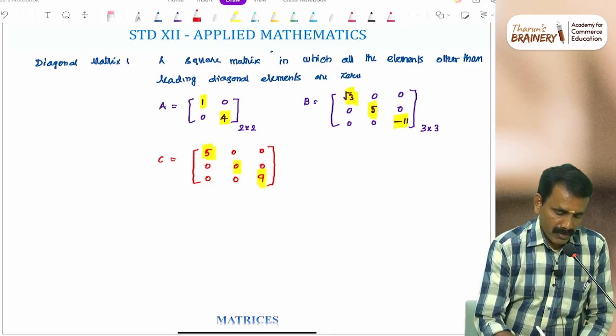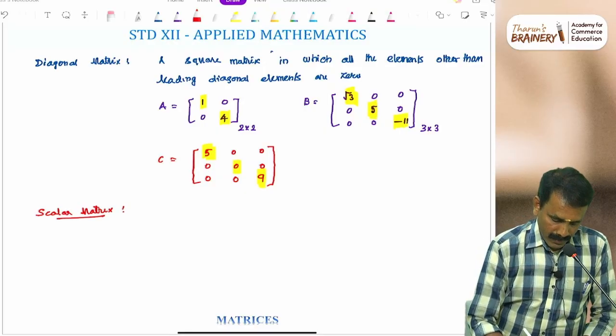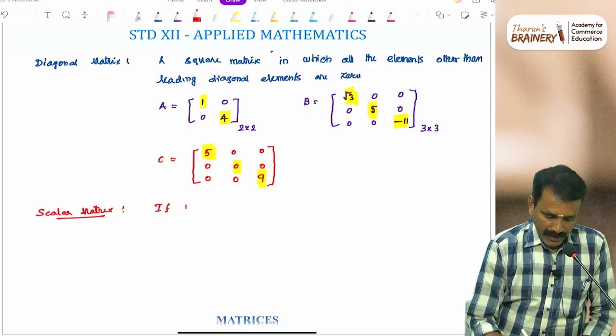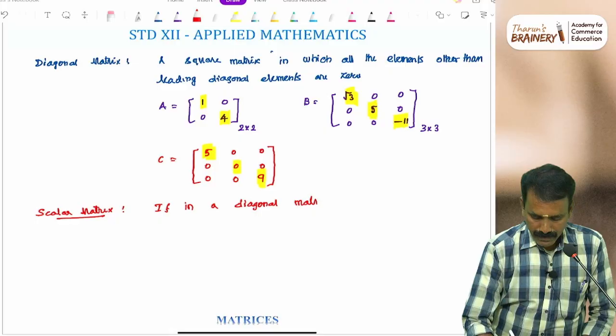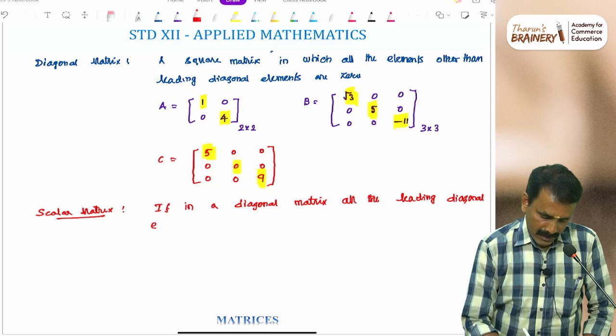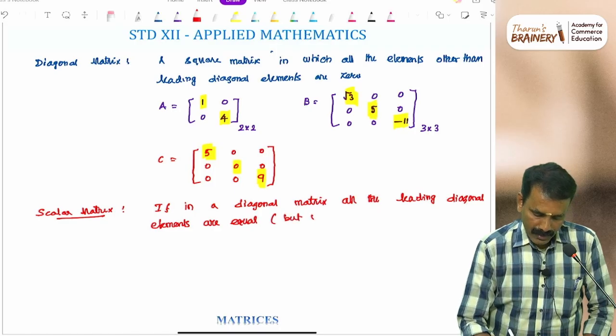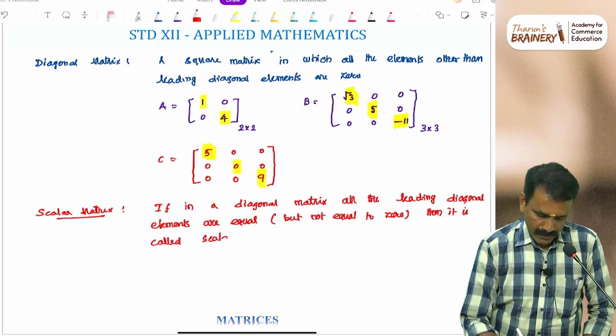Next, we move on to scalar matrix. If in a diagonal matrix, all the leading diagonal elements are equal but not equal to 0, then it is called scalar matrix.